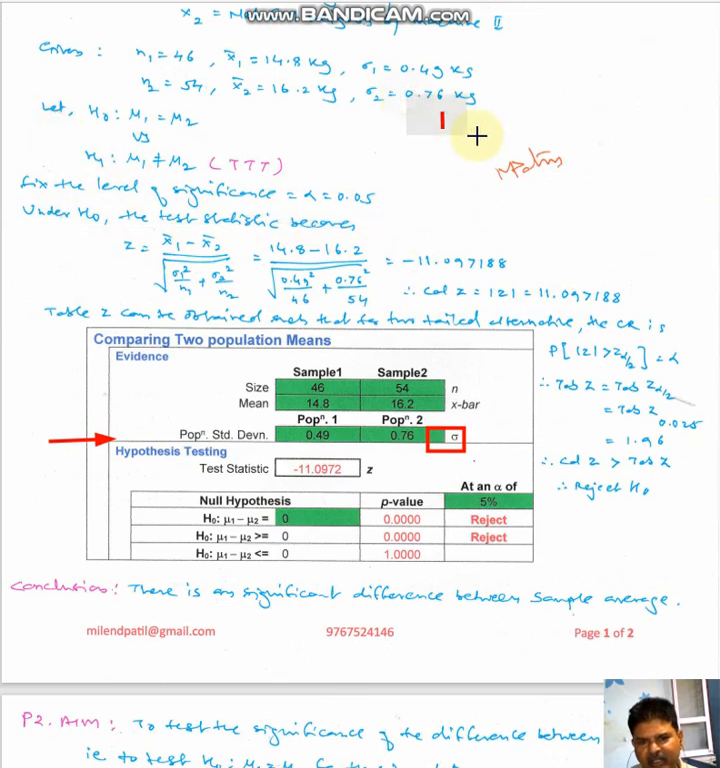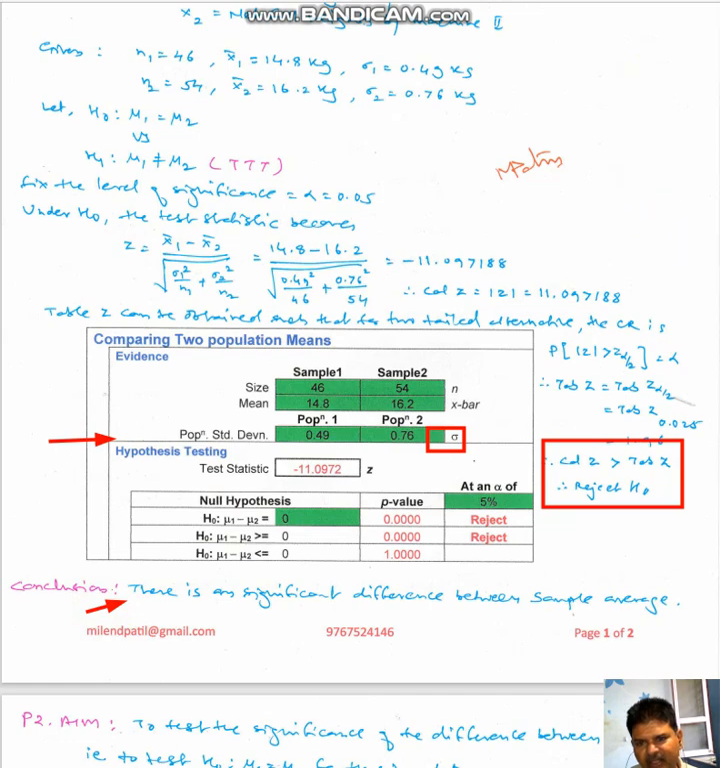Now, once we are getting this value, we need to compare the corresponding value with the calculated value. And what is the calculated value? The calculated value in this case is 11.09. So compare this, what we are getting? The calculated value of Z is greater than the table value of Z. Therefore we reject H0. Reject H0 means our conclusion is there is a significant difference between sample averages.